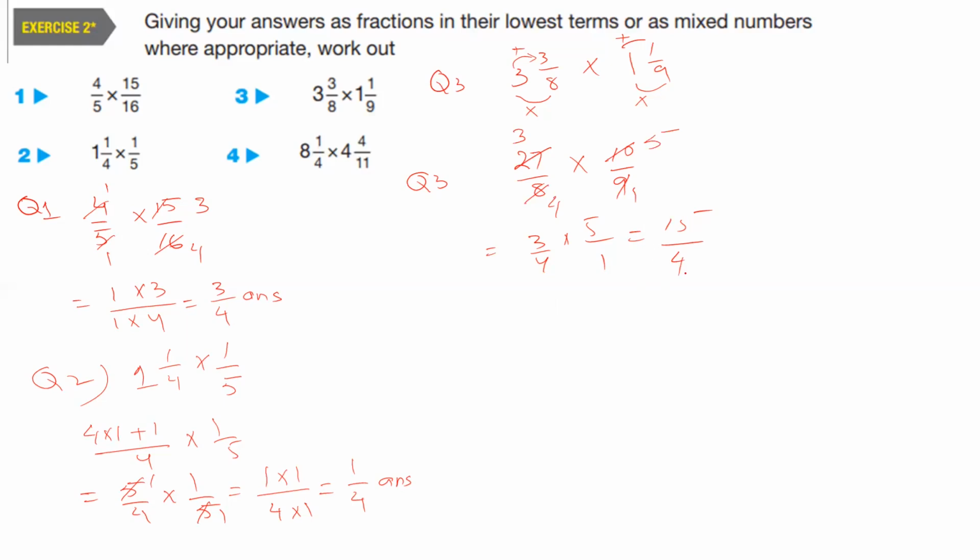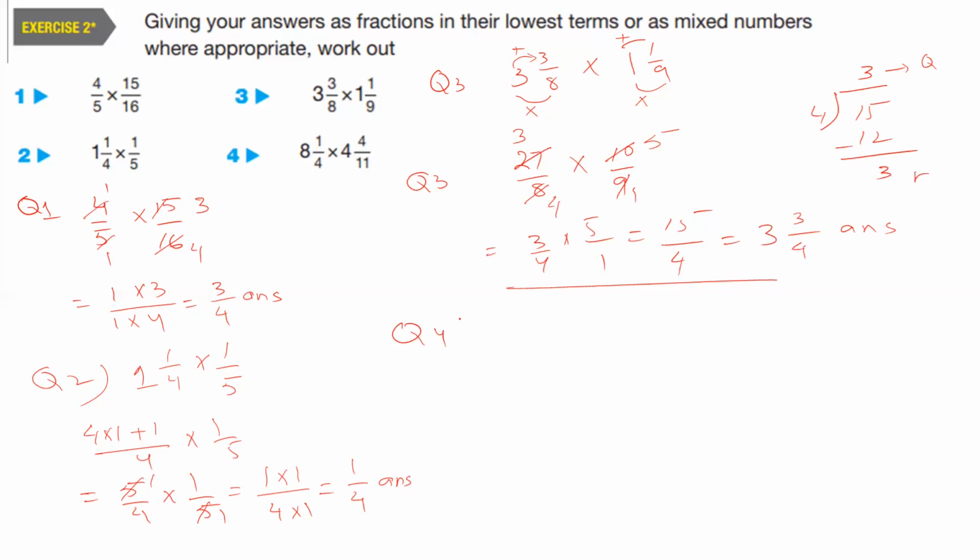But still this is an improper fraction and we need to convert it into a mixed number. So we put this 15 inside the division sign and 4 outside as a divisor. So 4 times 3 is 12, which is nearest to 15. And then we subtract, we get here 3. So the quotient will come as the whole number, 3 whole. This remainder will be up here in the numerator. So this is 3 upon 4. Now this is your answer for question number 3. Now we go for question 4.